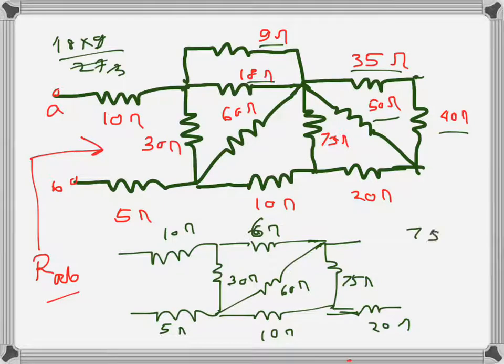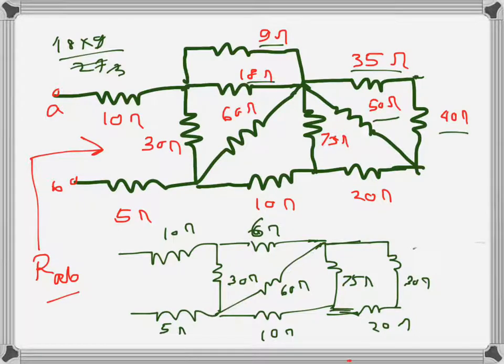Those two become 75 times 50 divided by 75 plus 50, which is 125. So we get 2, 5, and then 15, so we get 30 here. So 30 ohms. The 75 and 50 parallel combination is 30 ohms, 75 times 50 divided by 75 plus 50. So you can check yourself.